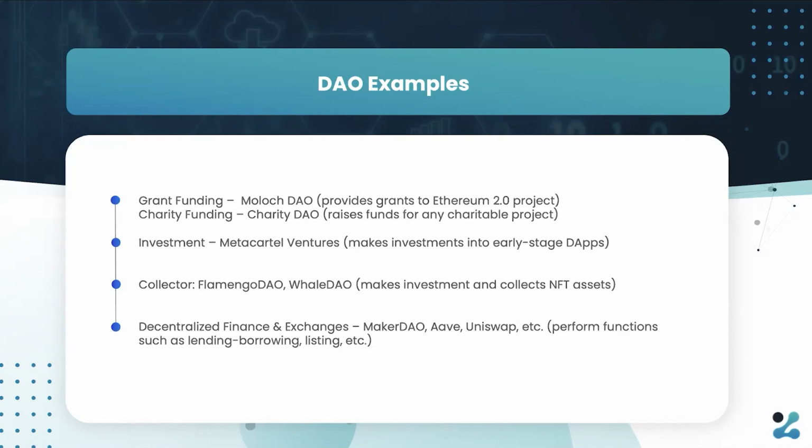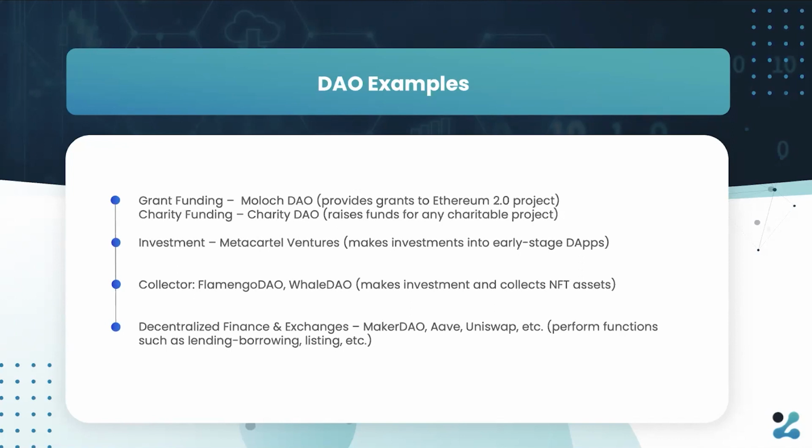And then there are collector DAOs like Flamingo, where they are collecting investments and then buying NFTs out of that. So it may be a bifurcation of an investment DAO only, where you are collecting funds for a specific purpose.